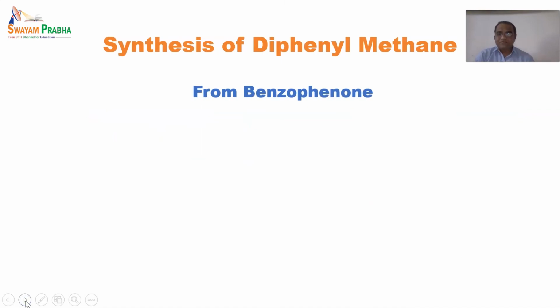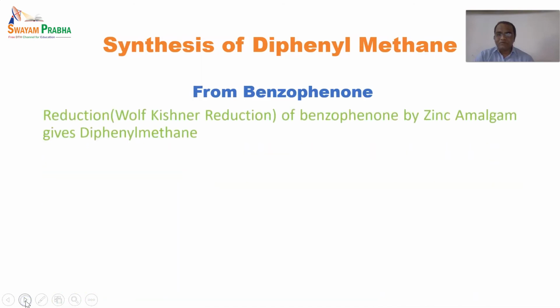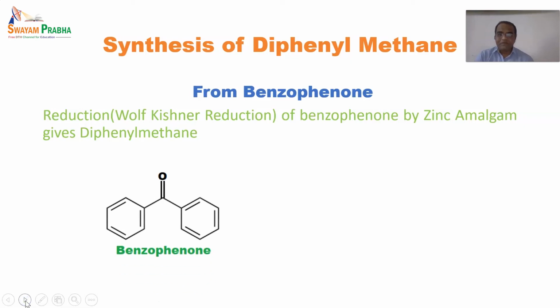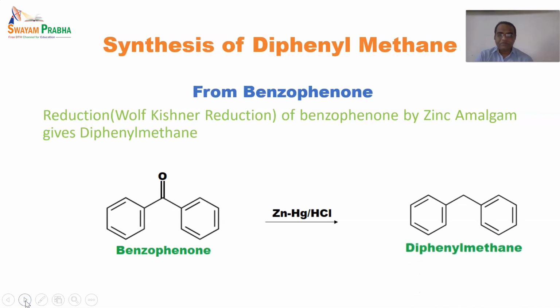After that, synthesis of diphenyl methane from benzophenone. It is a type of reduction reaction, the Clemmensen reduction. Benzophenone is reduced with the help of zinc amalgam, which gives diphenyl methane. And we have seen earlier that zinc amalgam particularly reduces the ketonic functional group. So it is a very simple reduction reaction of benzophenone to diphenyl methane.